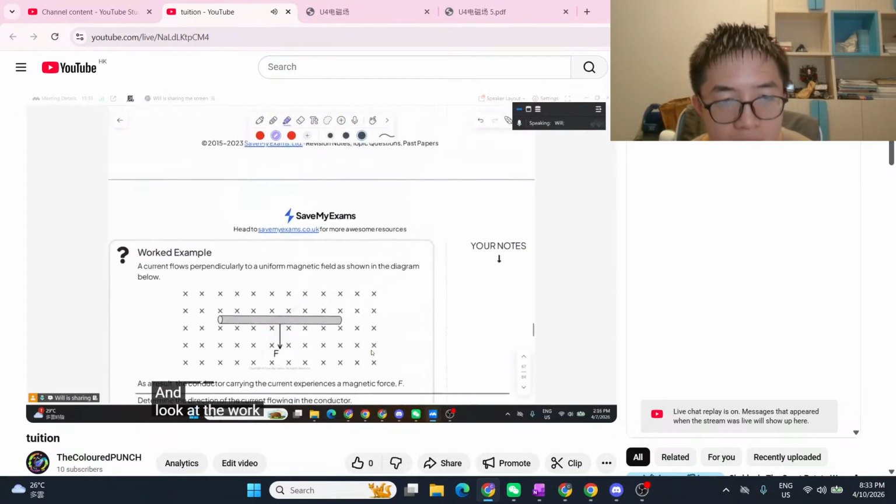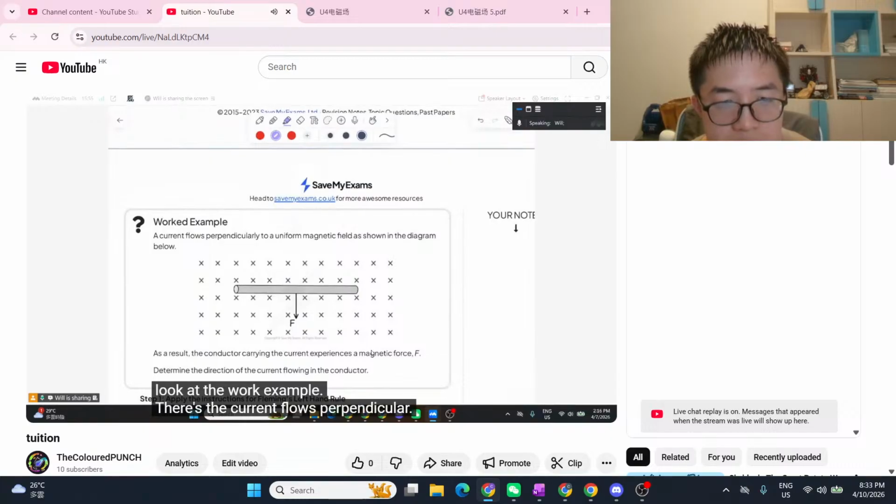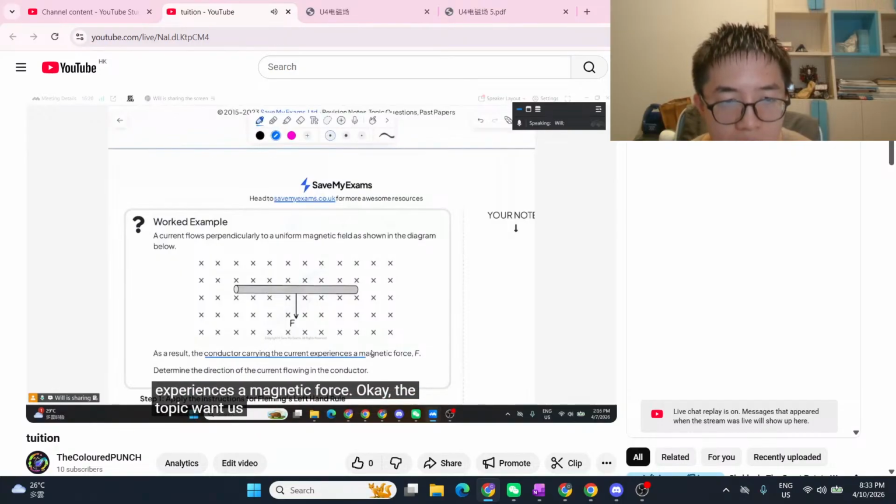And look at our example. The current flows perpendicular to a uniform magnetic field as shown in the diagram below. As a result, the conductor carrying the current experiences a magnetic force. The question wants us to determine the direction of the current flowing in the conductor. How to determine it? Combine with the knowledge that we use.